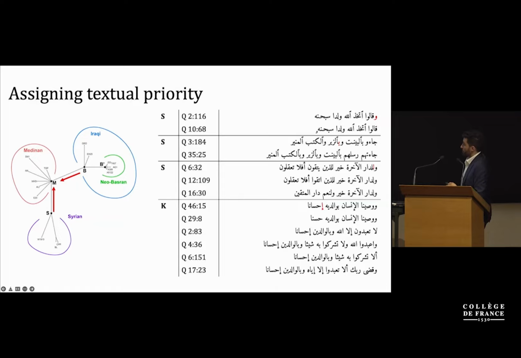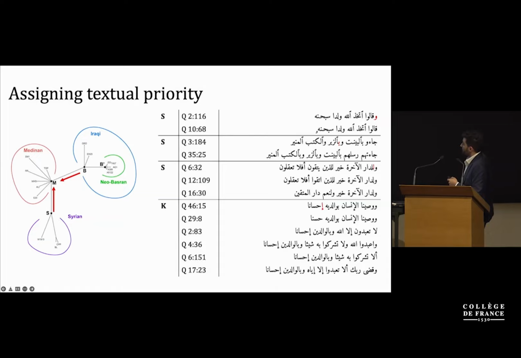But a closer look at the regional variants allows us to use this assimilation of parallels to actually identify a potential archetype. So here, for example, in the Syrian exemplar, the waw is not present: قَالُوا اتَّخَذَ اللَّهُ وَلَدًا. So this is Q2:116. But what we find in Q10:68 is قَالُوا اتَّخَذَ اللَّهُ وَلَدًا. So the Syrian one lacks the waw, and we can make the case that potentially the scribe harmonized these two verses.